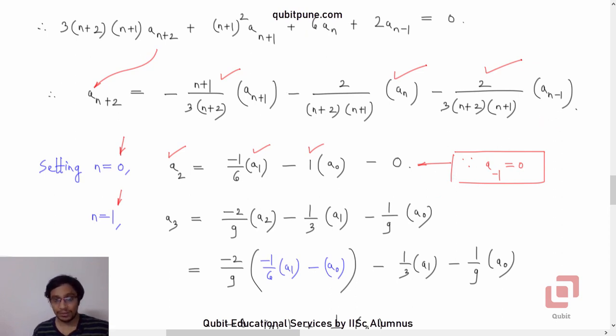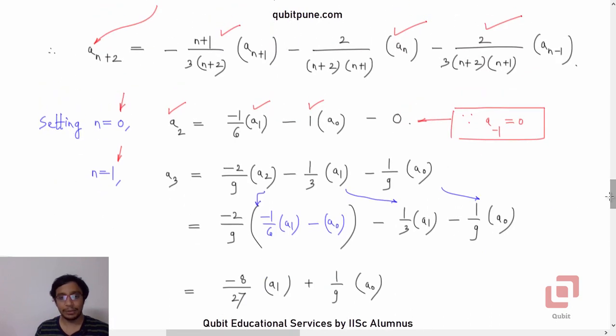Now what we will do is instead of a2 we will write down its formula that we have got by setting n equal to 0. What was that? Negative 1 upon 6 a1 plus negative a naught. We'll keep all the remaining terms as they are, and in the next step we will try to express a3 in terms of a1 and a naught by identifying the combined coefficients of a naught and a1 respectively.